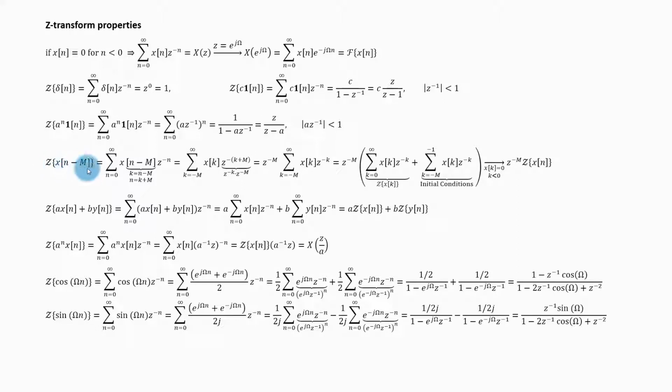Thus the Z-transform of a time delay. Here I substitute it into the definition formula. Now I will use this substitution, which will give me this expression.